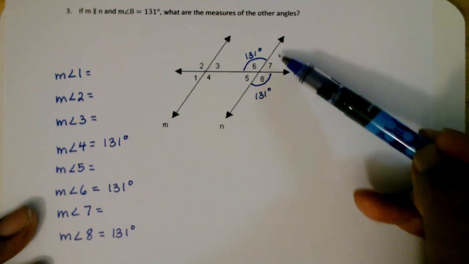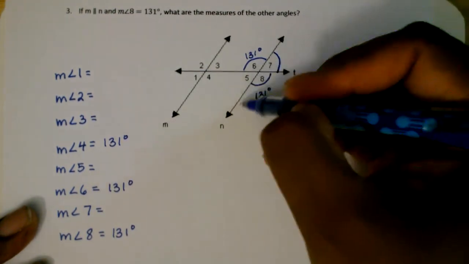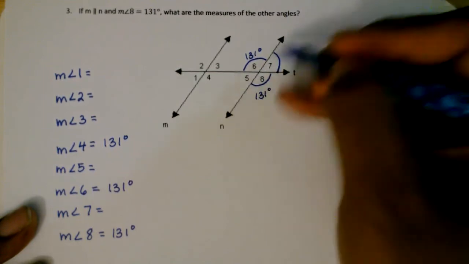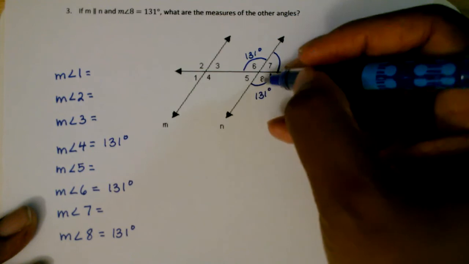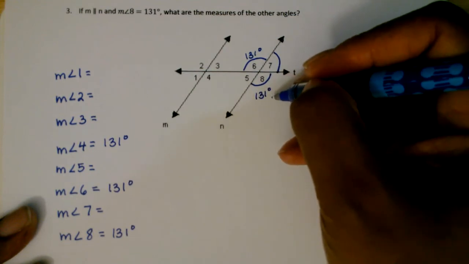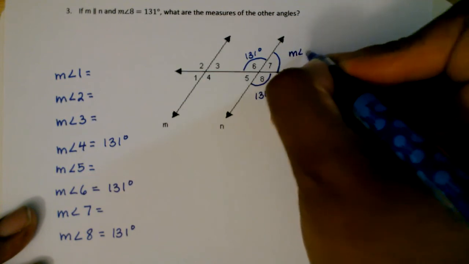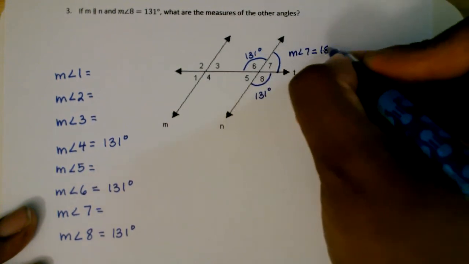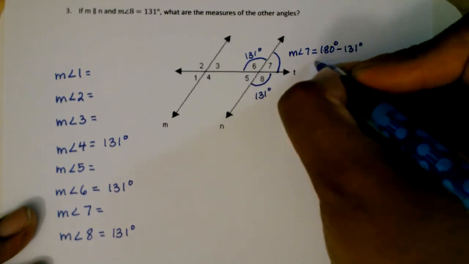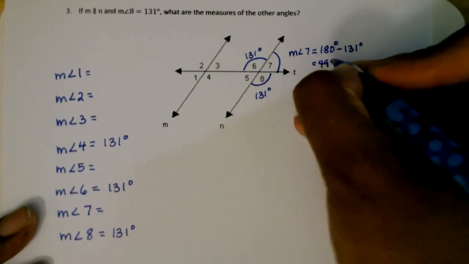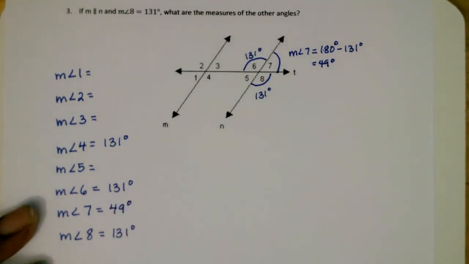And I can compare angle 8 with angle 7, because those two form a straight line. A straight line has an angle measure of 180 degrees. So if angle 8 is 131 degrees, then angle 7 must be 180 minus 131, which will be 49 degrees. So the measure of angle 7 is going to be 49 degrees.